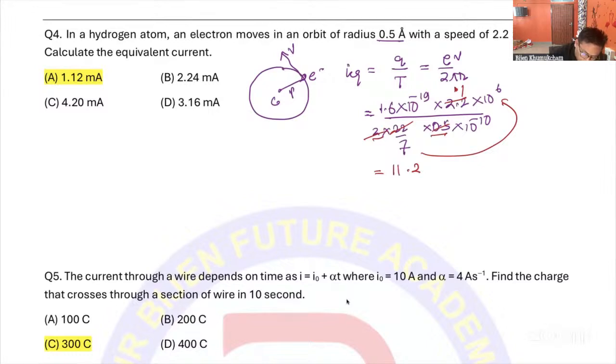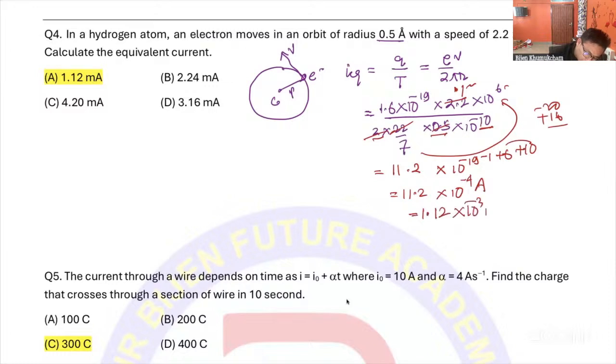Here we have 0.1 with 10 to the power minus 19. Minus 19 plus 6 and then plus 10, and we have 11.2 into 10 to the power 16... it is minus 4 ampere. So it is nothing but 1.12 into 10 to the power minus 3 ampere, which is 1.12 milliampere. Okay, good. Very simple. Next, question number 5.